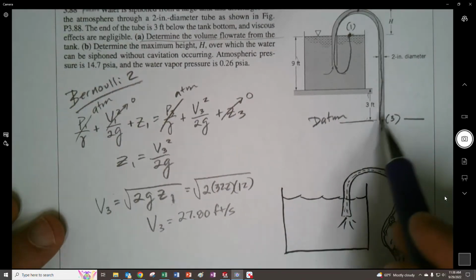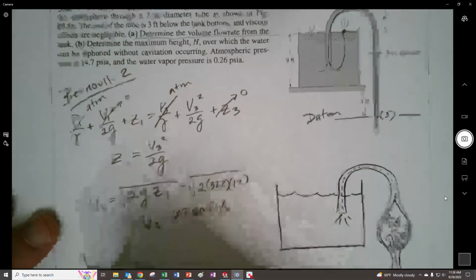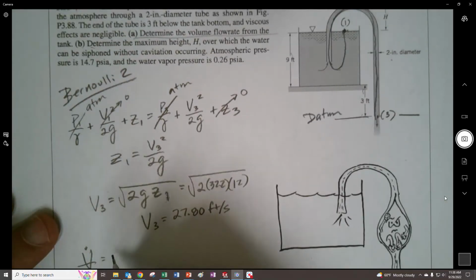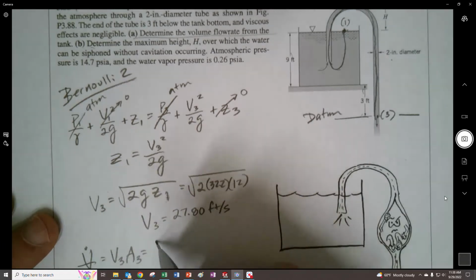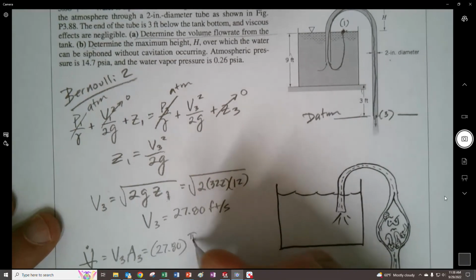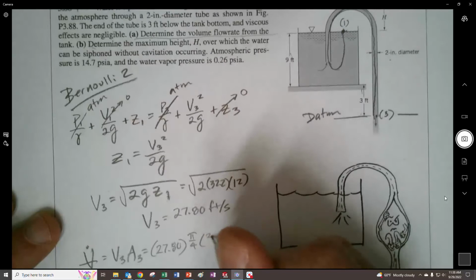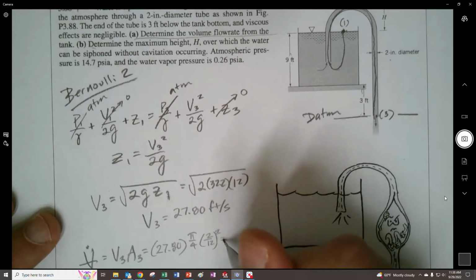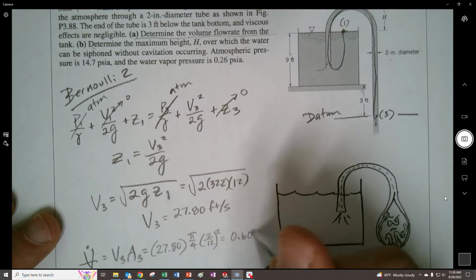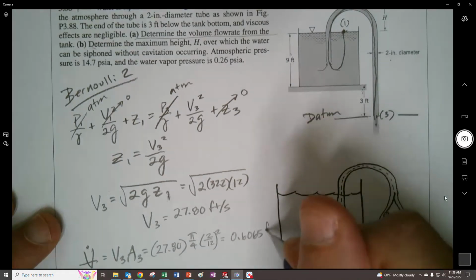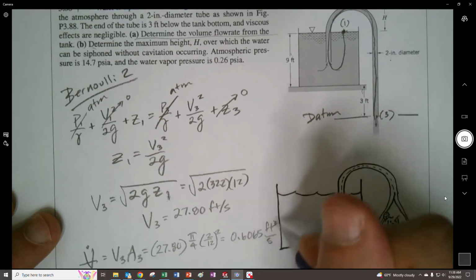But now we want to find the flow rate. Well, this is the 2-inch diameter. So we could find the volume flow rate by taking V3 times A3, or 27.80 times pi over 4 times the diameter, which is 2 inches, but we want to be in feet, so 2 twelfths. And we end up with 0.6065 cubic feet per second.